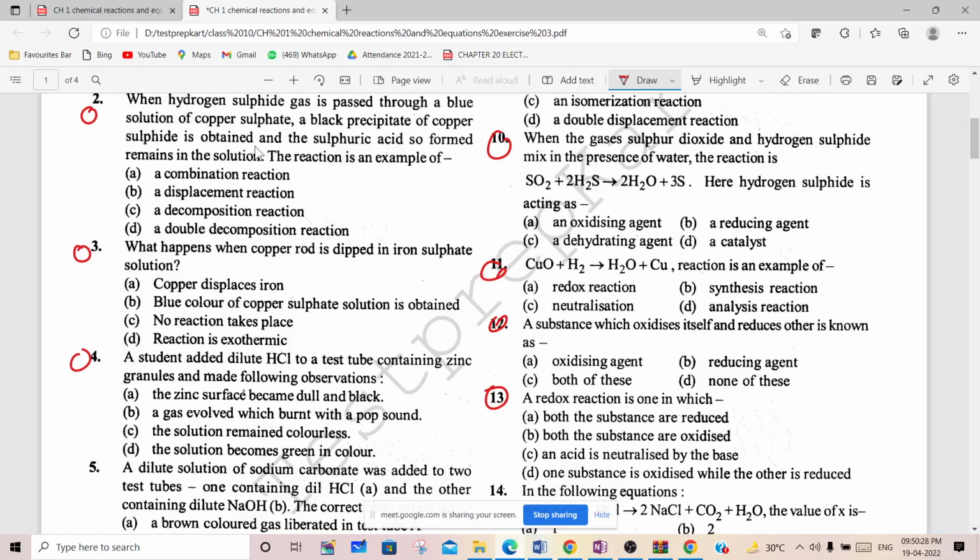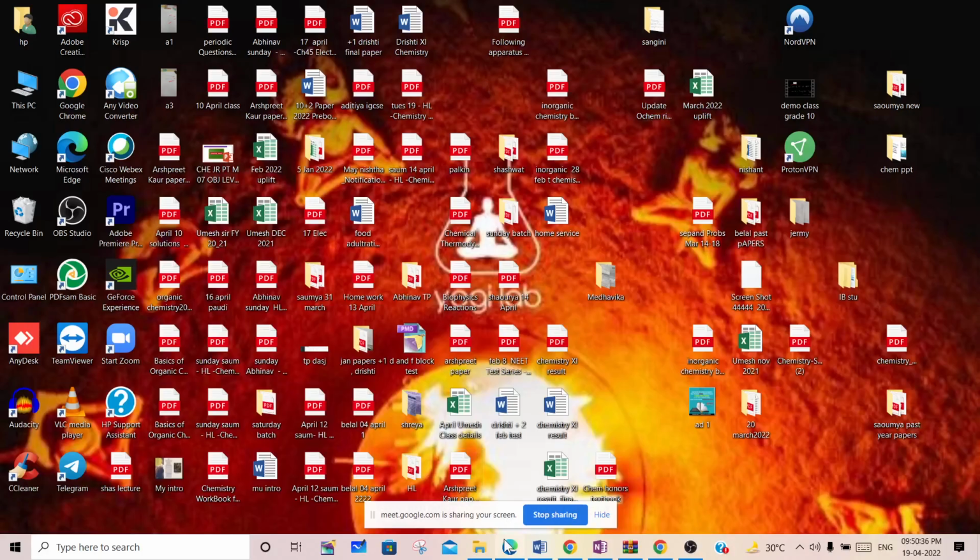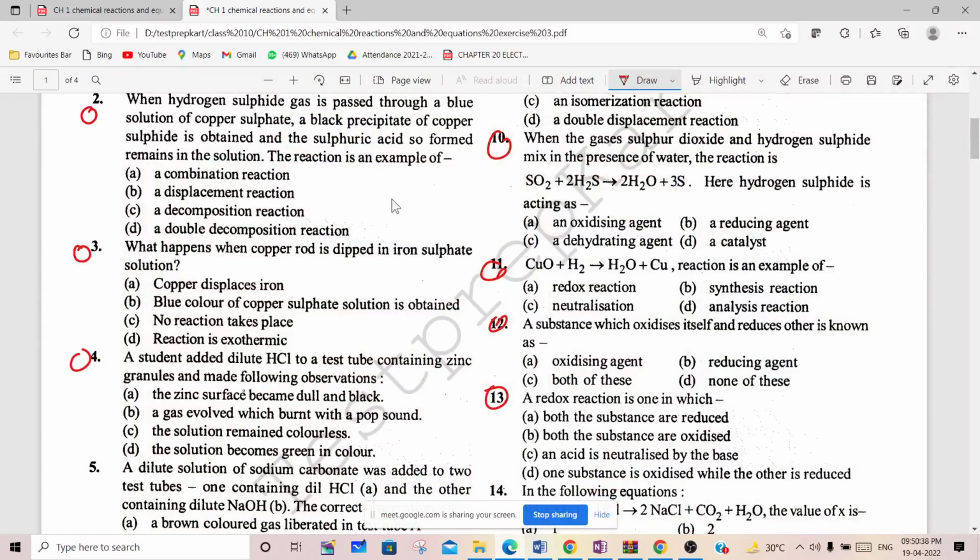Second question. What's your answer? Sir, double displacement reaction. Double decomposition reaction. That's true. Good. Next. No reaction takes place. Why is it not taking place? Because copper is less reactive than iron. Yes. Anyone having any doubt? No, sir.